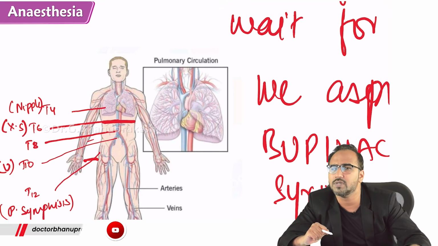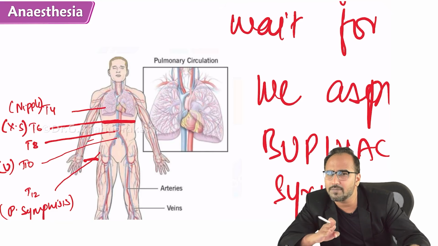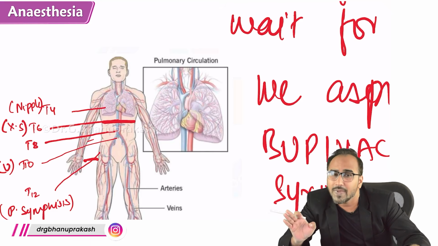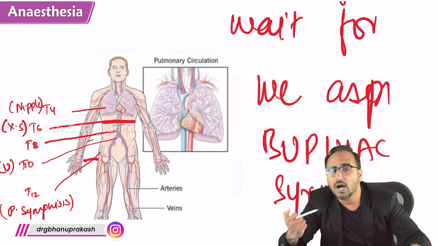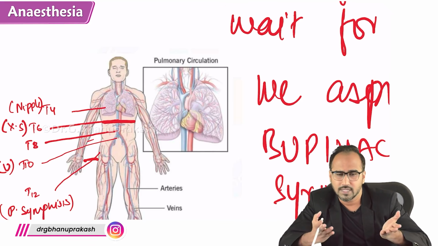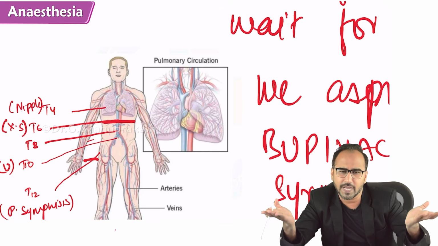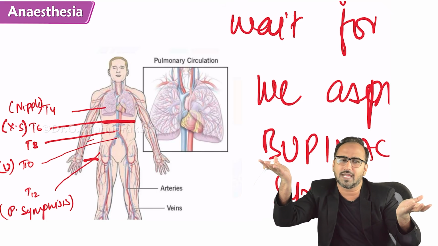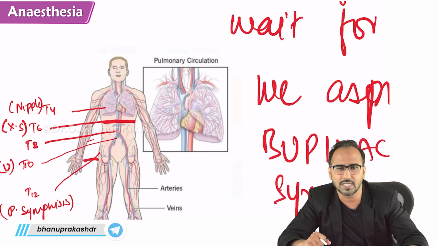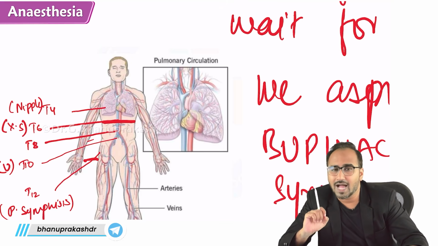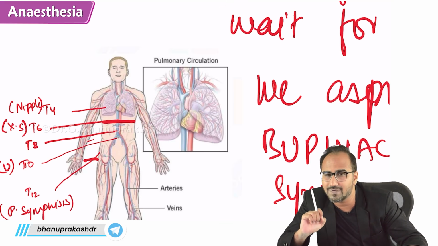Now what will you do? Will you tell the drug to go up and block T6, or will you make the drug go up? You will make the drug go up. How will you make the drug go up? The patient is lying down in a supine position, no? So after giving spinal anesthesia, make the patient lie down in a head-low posture. Make the patient lie down in what posture? Head-low posture.